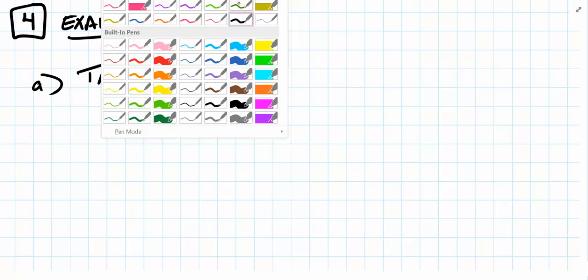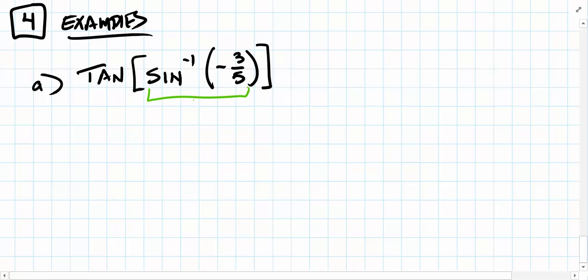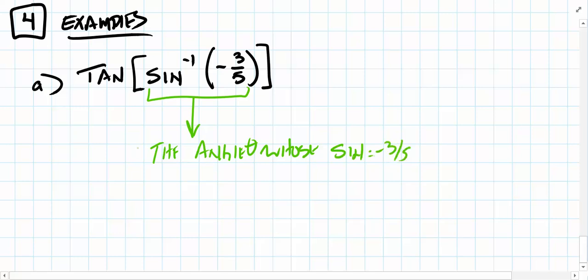This means the what? The angle theta whose sine is what? Is negative 3/5, okay? So you have to revert back to that. When you understand what that means, you just take the tangent of that angle. That's what that means, all right?